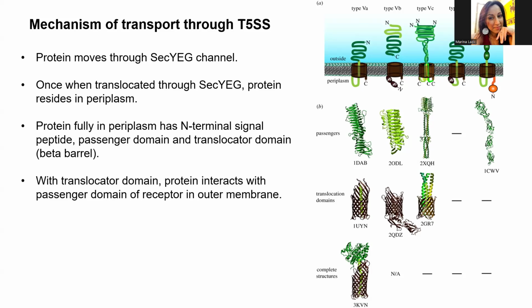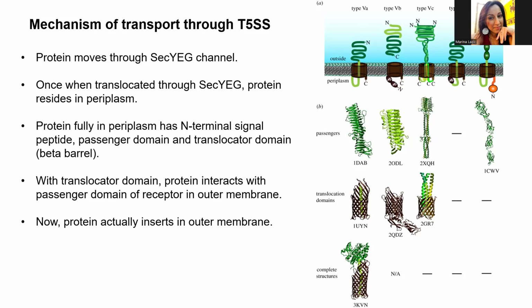And again, we know it. There is N-terminal, passenger, and translocation. So that's now in the periplasm. So this N-terminal has to be fully folded with that translocator domain. The protein for export will interact with the passenger domain. You remember that we have the passenger domain of the receptor in the outer membrane.